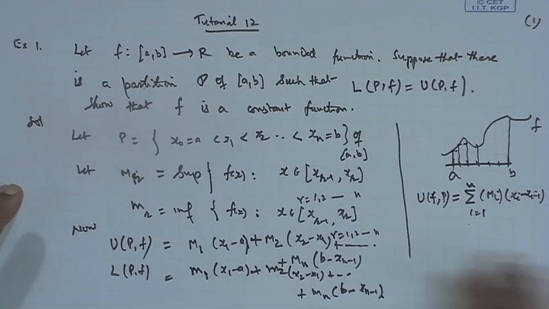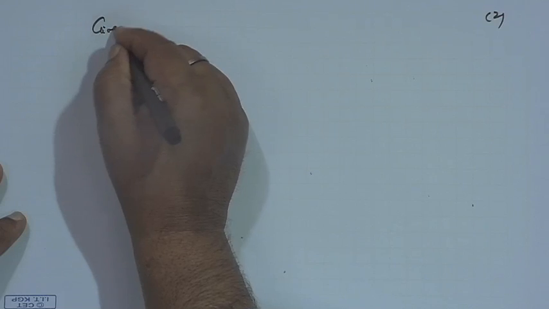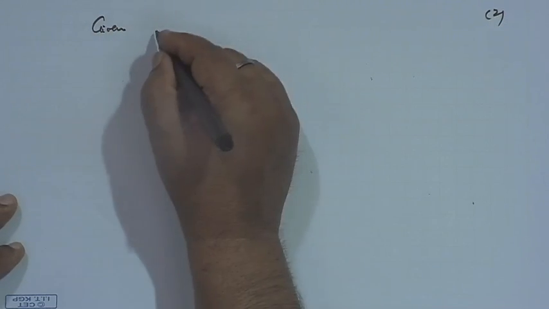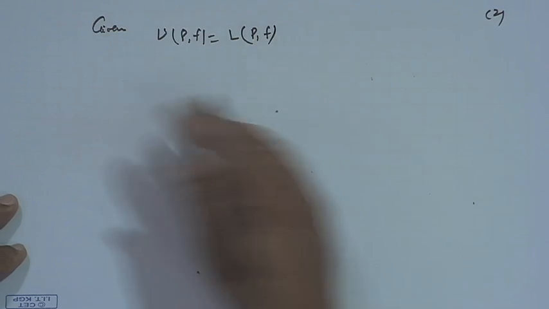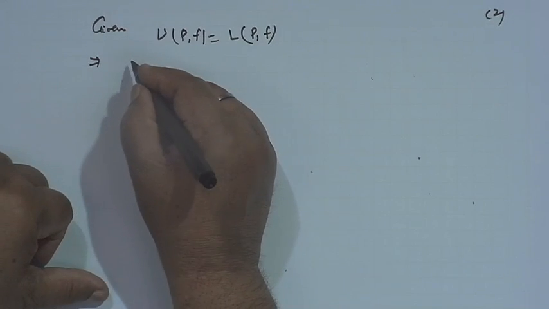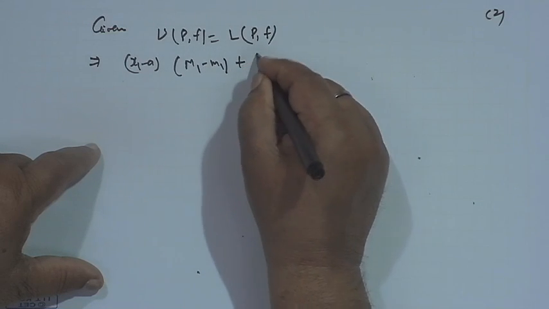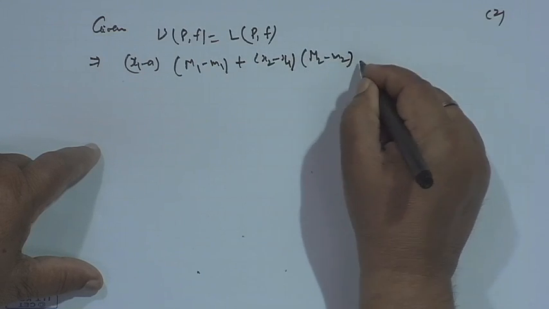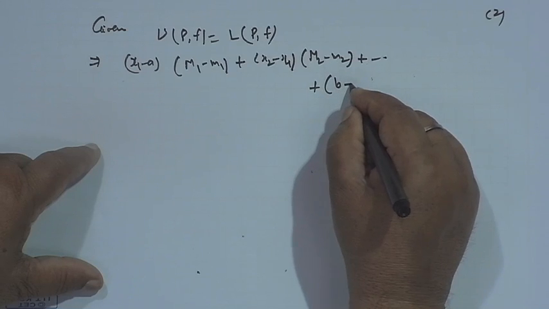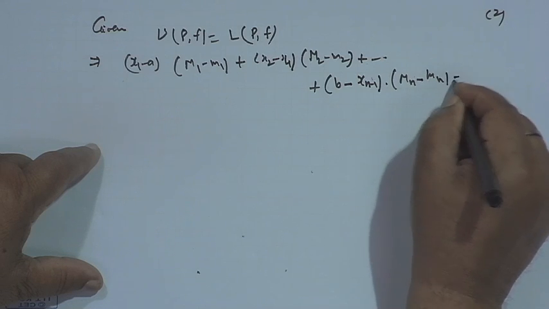So, this is the lower and upper sum. It is given that the lower and upper sums are the same over the partition P. So, we get from here (x_1 minus a)(M_1 minus small m_1) plus (x_2 minus x_1)(M_2 minus small m_2) and so on, plus (b minus x_{n-1})(M_n minus small m_n) is 0.